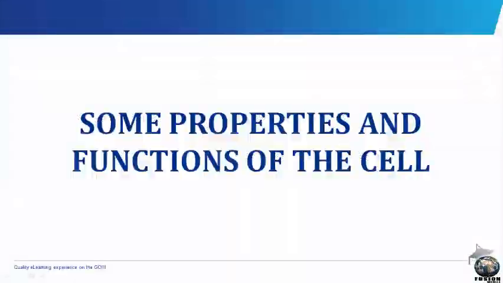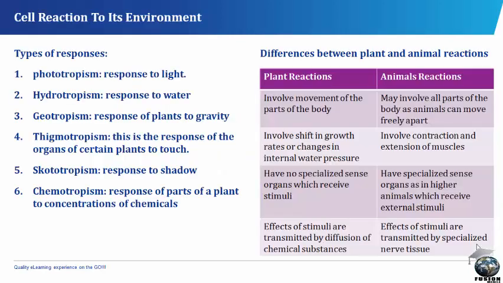Some properties and functions of the cell. Movements that are due to external stimuli may be nastic, tactic, or tropic movements, and as such, there are types of responses. 1. Phototropism. 2. Hydrotropism. 3. Geotropism. 4. Thigmotropism. 5. Scototropism. 6. Chemotropism.